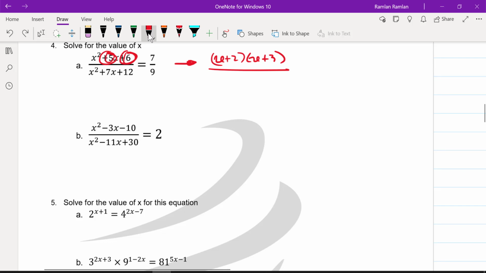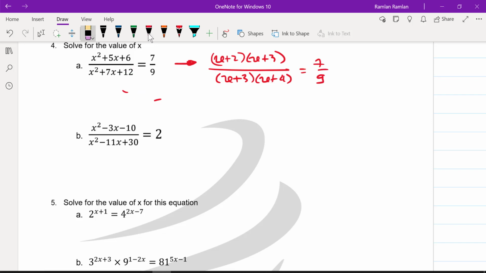Okay, so the same thing with this one over here. Think of two numbers. If you multiply, you get 12, but if you add them, you get 7. That will be 3 and 4, right? Because 3 times 4 equals 12, and 3 plus 4 equals 7. So this is 12 and 7. Which means that we can factorize that, and it becomes x plus 3 times x plus 4, equals 7 over 9, right?